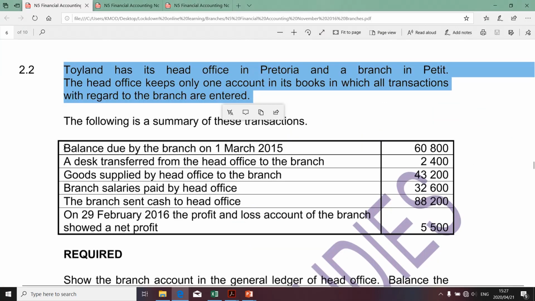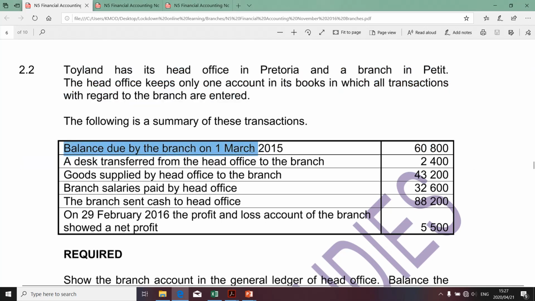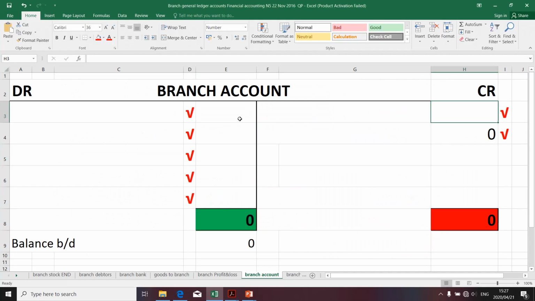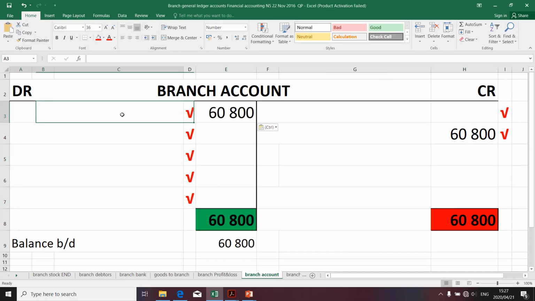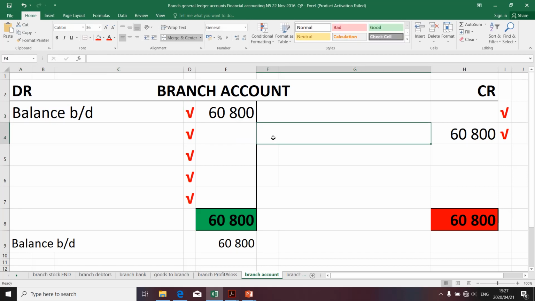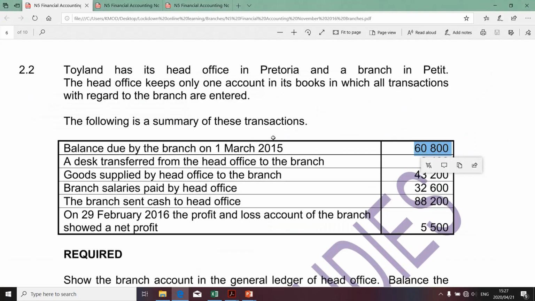Those were the given transactions. The first transaction I'd like to quickly highlight relates to the balance on the 1st of March 2015. I'm going to take that to the debit side as I've explained. I'm going to place a debit there. This relates to a balance BD, so this is a balance brought down. Moving along swiftly, I'm going to go to the list of transactions.